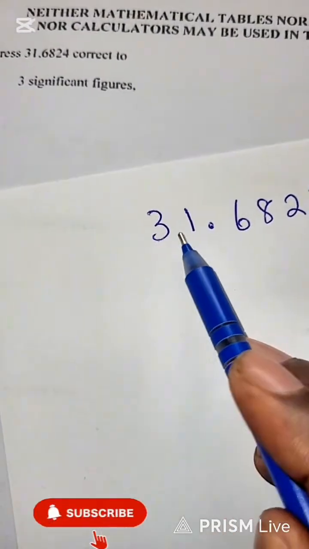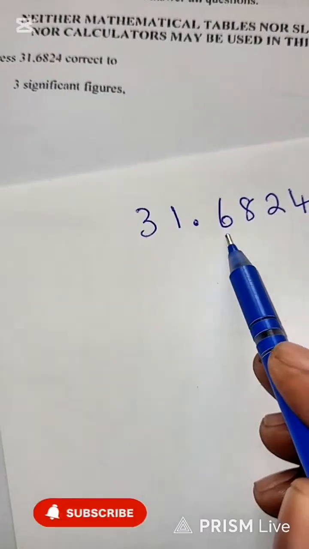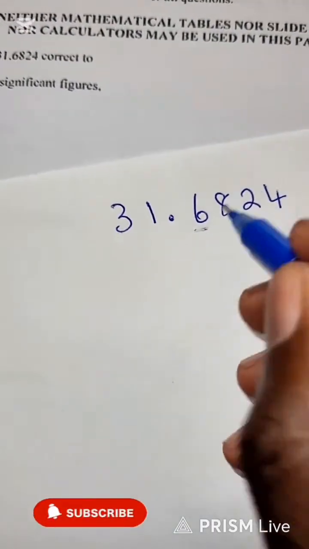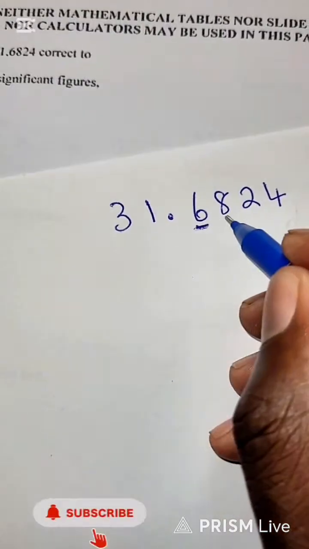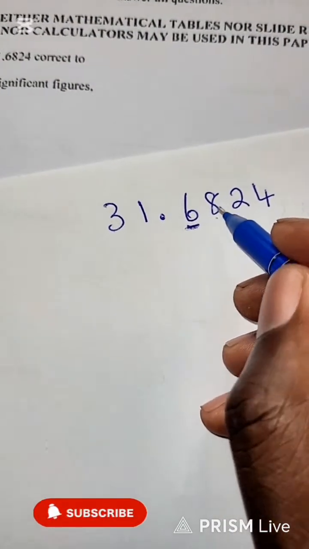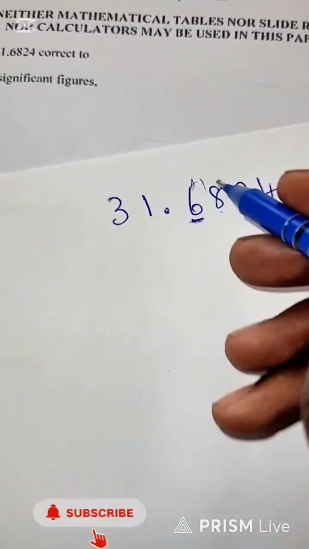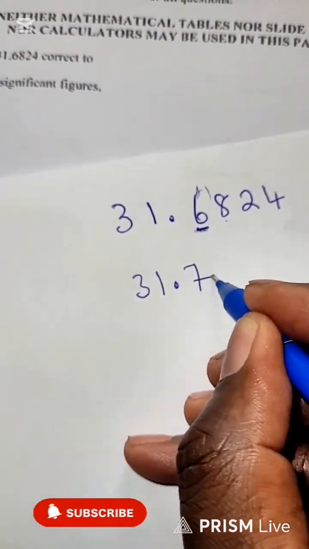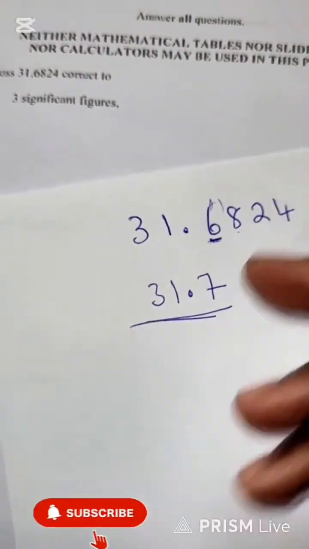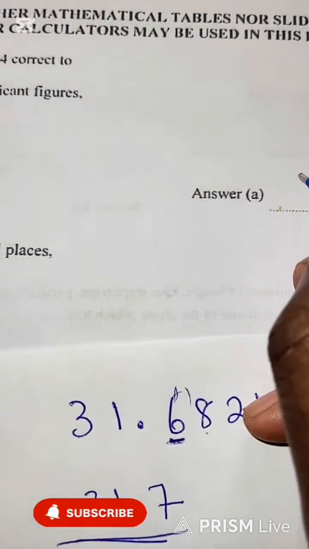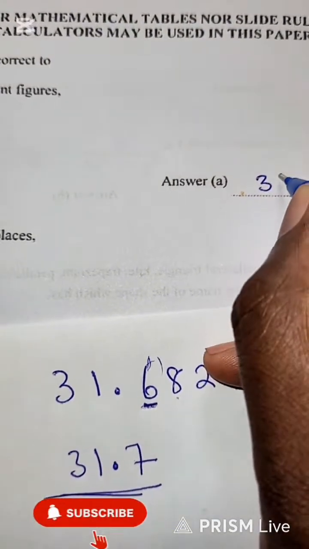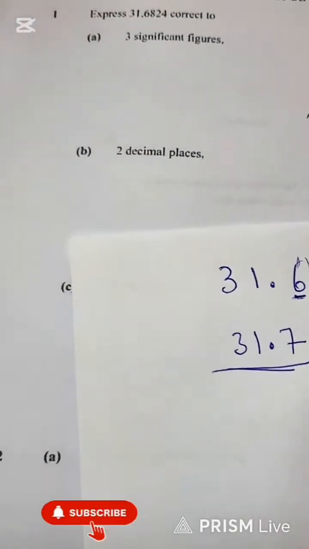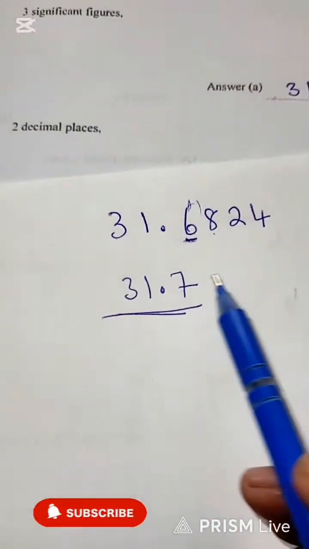So we're going to count 1, 2, and 3. Okay. So here, so 6. That's where there is 3 significant figures. So 8 is 5 and above. So we can add what? We can add 1 here. So we're left with what? 31, comma 7. That will be our answer. So our answer will be 31, comma 7.